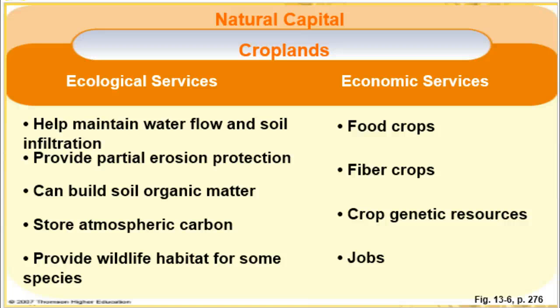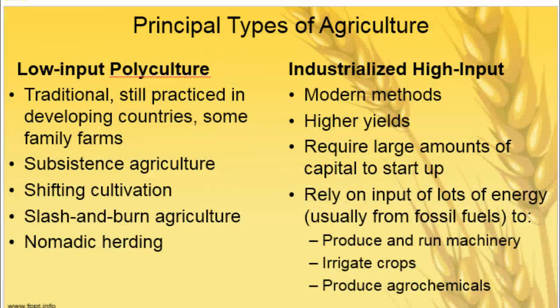Even adding fertilizer can put nutrients in places where it wasn't before. It also helps as a sink for that atmospheric carbon, because all of that carbon that those plants are taking in becomes part of their bodies. And then it can provide wildlife habitat for some species, although it does tend to be limited compared to the natural habitat. So when we talk about agriculture, there's two principal types that you need to know about. There's the more traditional type, which is a low input polyculture, and then there's the more modern type, which is the industrialized high input monoculture.